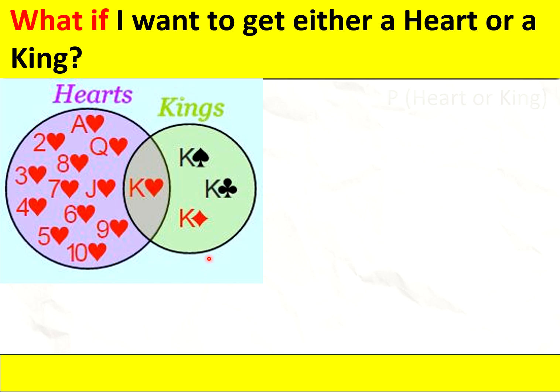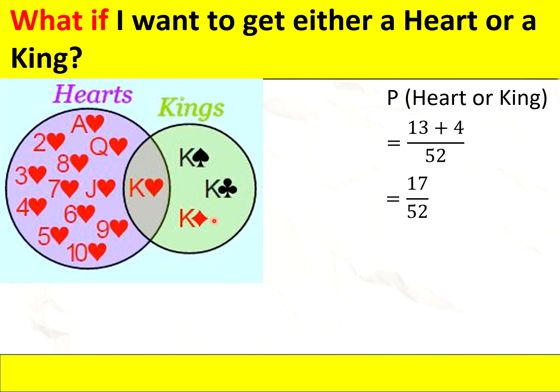Now, in order for us to find the probability of getting a heart or a king, do I really add up the 13 plus 4? Which means if I just add these two together, I will get 17 out of 52. Now, is this true or false? If you take a closer look at the total elements in these two sets, you will notice that I will only have 13 hearts plus 3 kings here, right?